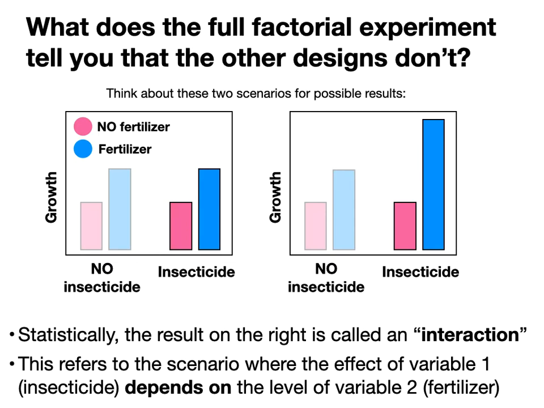By contrast, the graph on the left shows you that the fertilizer is having a positive effect on the plant growth, but the insecticide is not having any effect. Whether or not there's any insecticide doesn't seem to matter. So this interaction effect is something that we wouldn't appreciate unless we had an experiment that had all possible combinations like this.